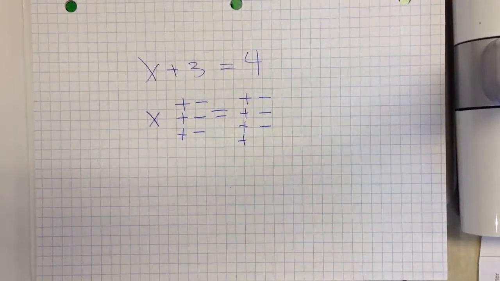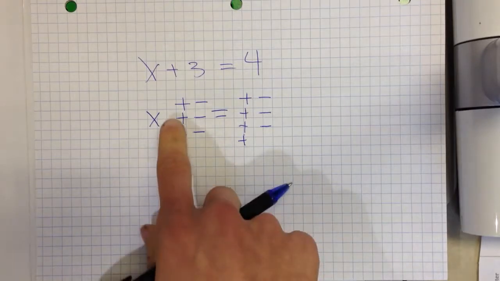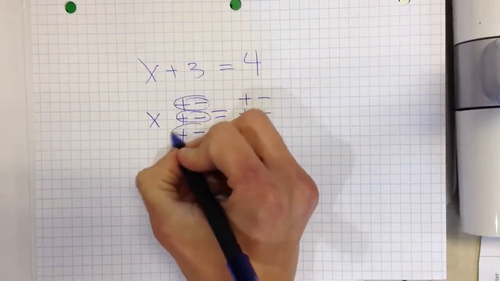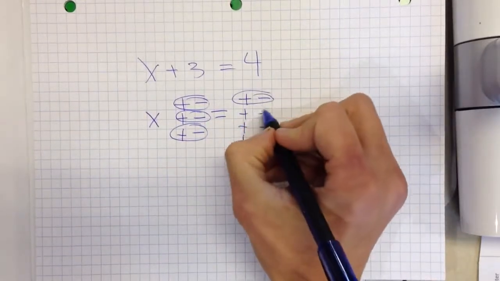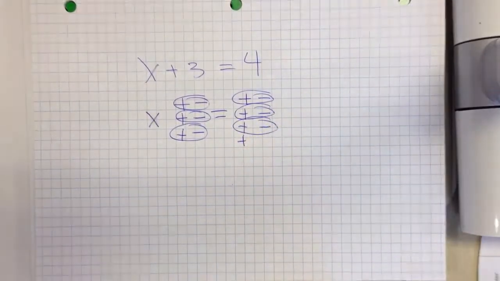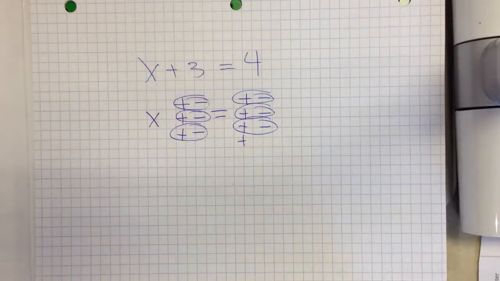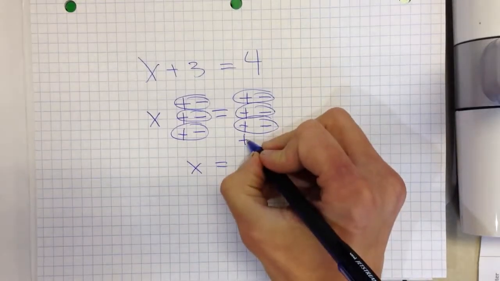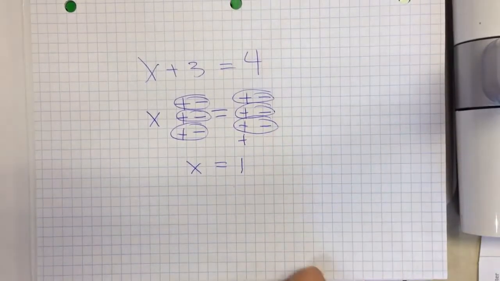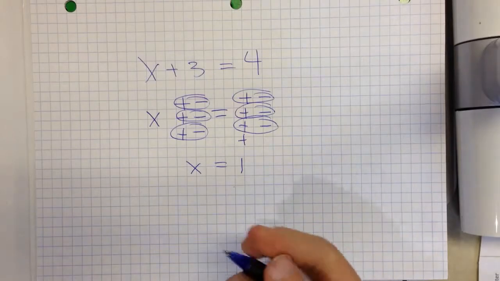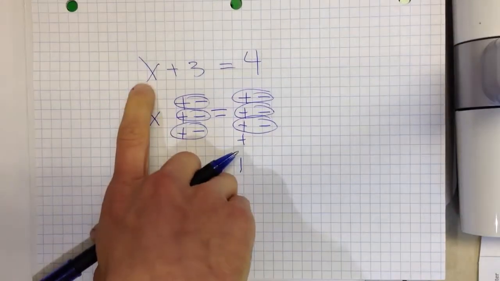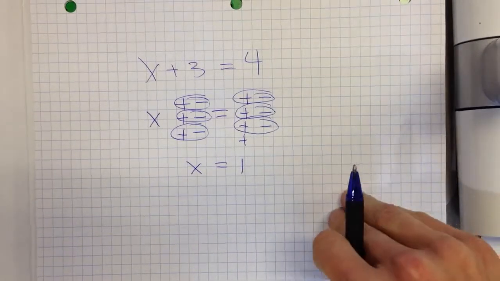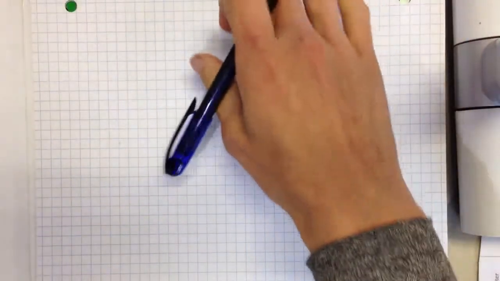Now at this stage, I'm going to look for any pairs of a positive and a negative, and those would cancel each other out. I circle it to show that it's been canceled out. Same thing over here, 1, 2, 3 pairs. What I have left is going to tell me what my x is going to equal. So I still have an x, and it's going to equal 1 positive, or 1. It's very important at this point that we stop and think, does this make sense? If x equals 1, let's see, 1 plus 3 equals 4. Yes, it does.